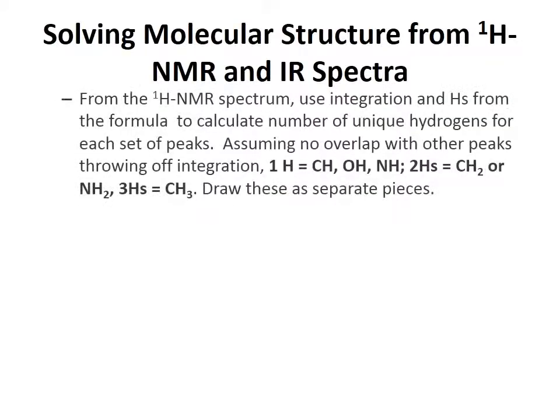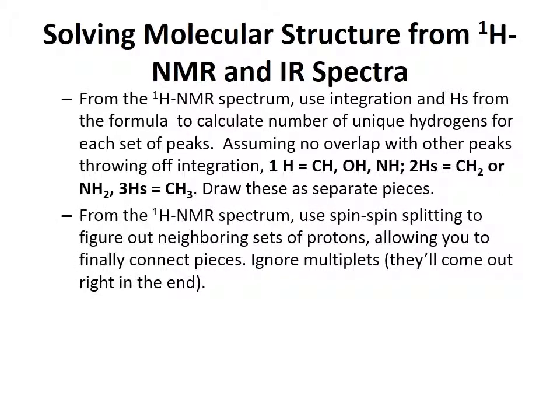From the proton NMR spectrum, use integration and the number of hydrogens from the formula to calculate the number of unique hydrogens for each set of peaks. Assuming no overlap with other peaks, throwing off integration, you can know that one hydrogen equals CH, OH, or NH, 2 hydrogens equals CH2 or NH2, and 3 hydrogens equals CH3. Draw these as separate pieces. Note that if your formula doesn't contain oxygen or nitrogen, then of course OH or NH is not possible.